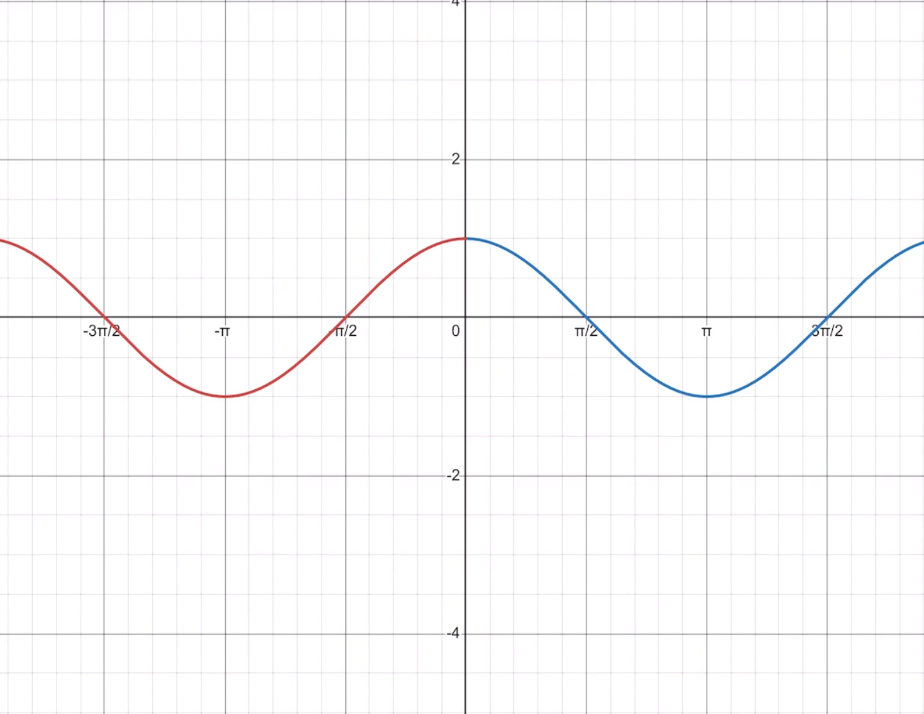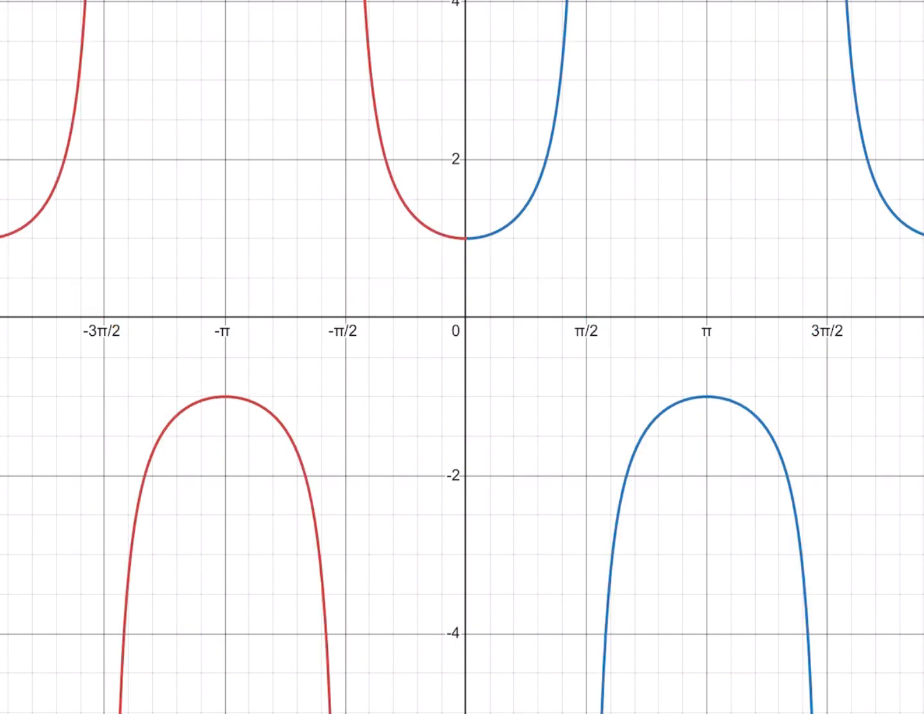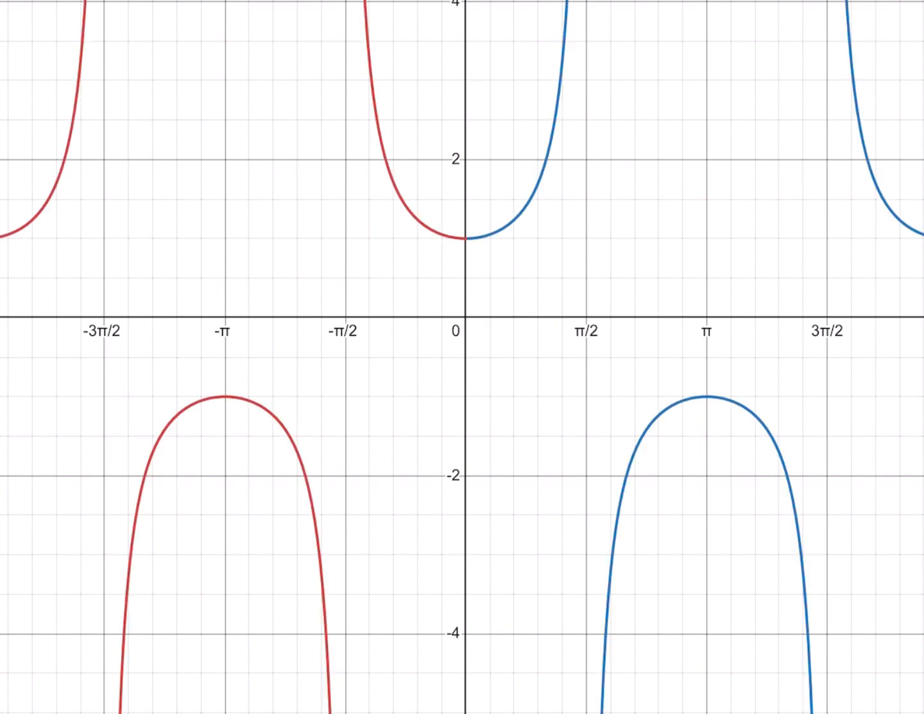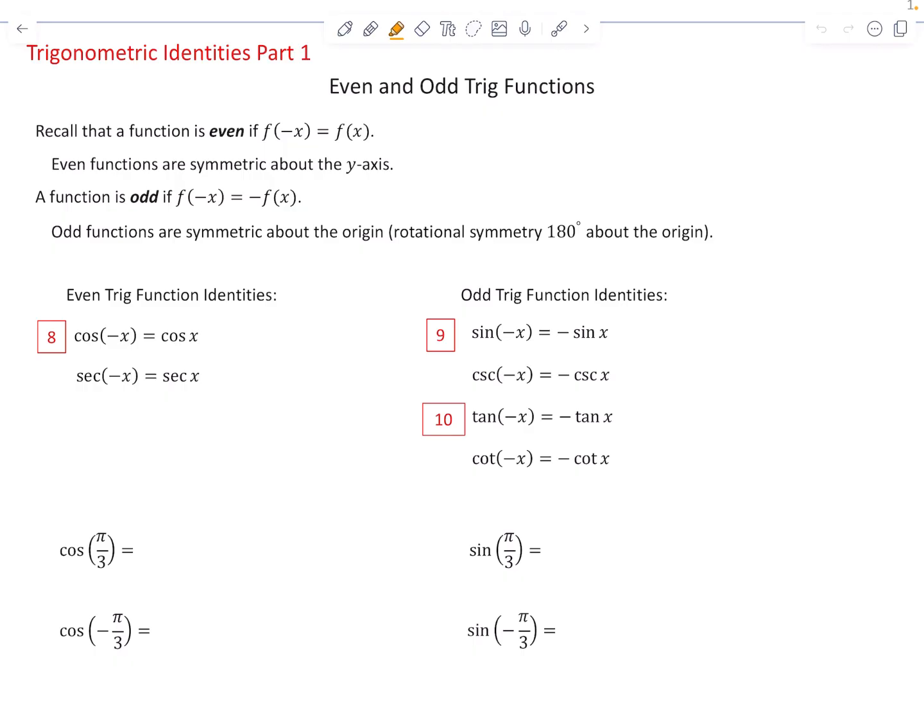Furthermore, the reciprocal of the cosine function, which is the secant function, is also an even function. Again, you see symmetry about the y-axis. If you take the right half and reflect it around the y-axis, you get the left half, and together we have that symmetry. This means that the cosine of negative x is equal to just the cosine of x, and the secant of negative x is just the same thing as secant of x. So the argument could be positive or negative, and the results will be the same.